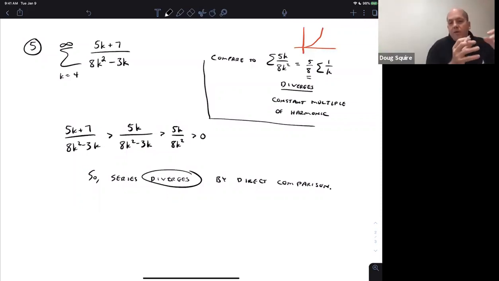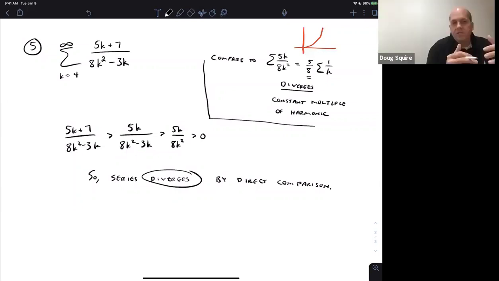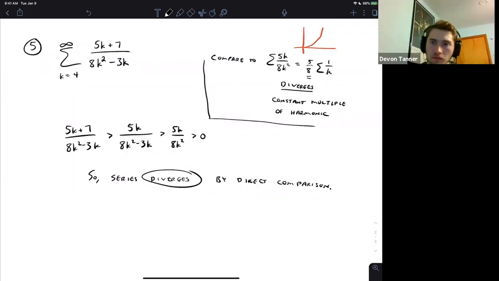Now, if the sequence is alternating, this does not work. But this would work for series that are all negative if you just pull a -1 out. Okay, cool. Does that make sense to everybody?